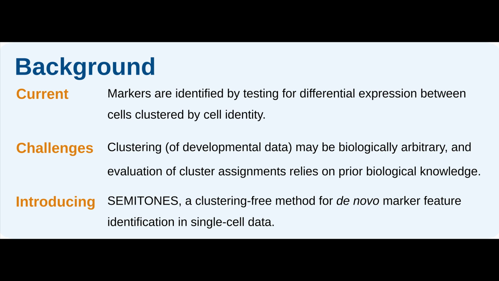The identification of markers of cell identity is a common step in single-cell omics analyses, and is most commonly done by differential testing between clusters of cells with the same identity. However, obtaining these clusters of cells with the same identity is non-trivial, in particular for developmental or differentiation data, where cells gradually change along a trajectory and cannot be discretized into cell types or states in a meaningful way. So to circumvent this clustering step, we introduce a clustering-independent method for de novo marker identification from single-cell omics data, called SEMITONES.